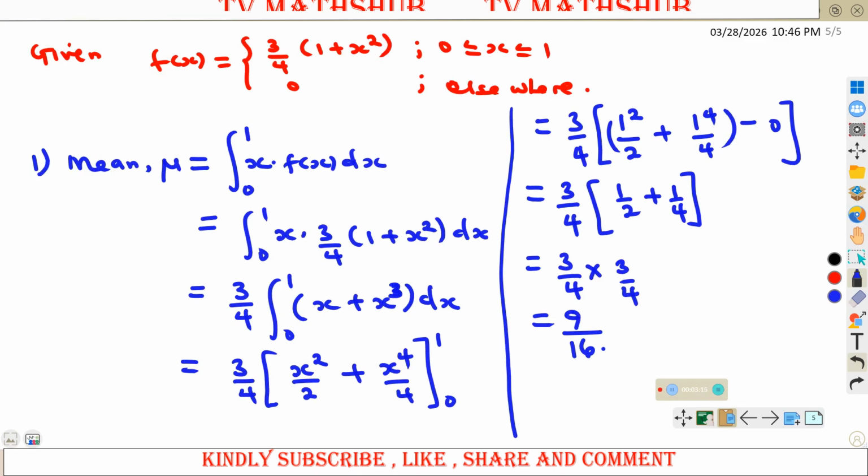So let us look at standard deviation. Standard deviation comes from taking the square root of variance. So what we need to do first is to look at variance. Then after getting variance, we can easily get the standard deviation. So here we can lastly say, therefore, the mean is 9 over 16.